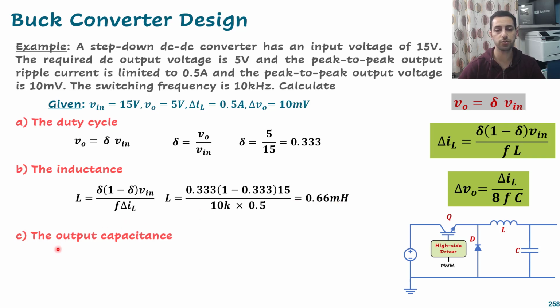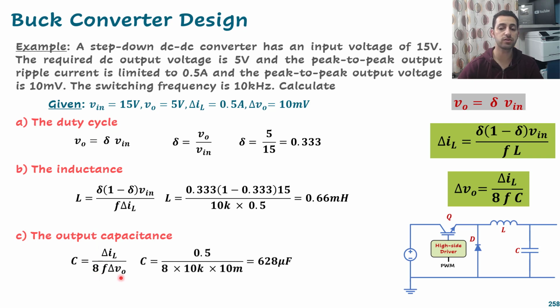So now the third one is the output capacitance, and I think the output capacitance is this equation. We know all the other parameters, and we can just substitute all these values in our equation, and the final value will be 628 microfarad. So this is what we call a design, but you have to know some parameters before that just to make your design successful and realizable.